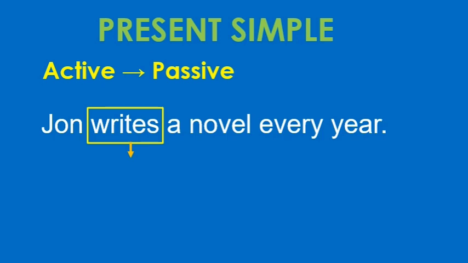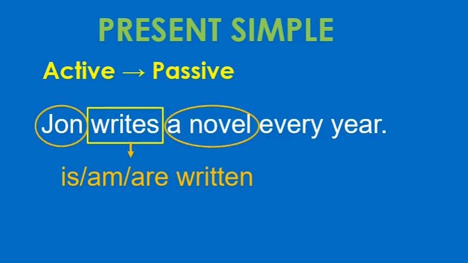And then if it's a verb 1, the possibilities are is written, am written, or are written. It depends on the subject of the passive sentence later. Okay, now look at the subject and the object in the original sentence first. The subject is John and the object is a novel. You exchange the position. John is at the back, a novel is at the front. It's like this, and then add by John.